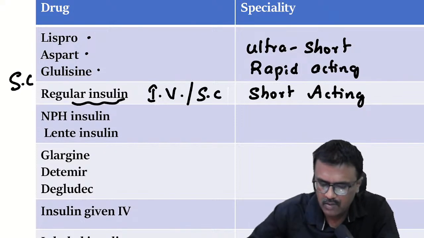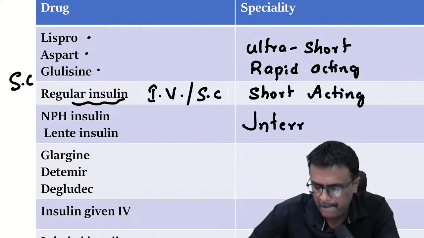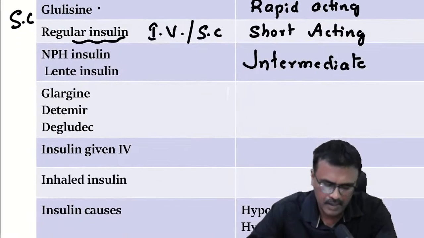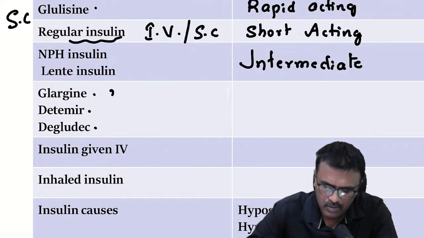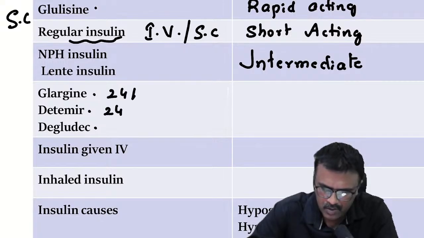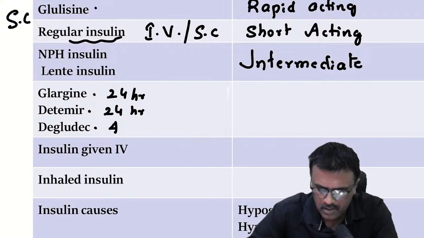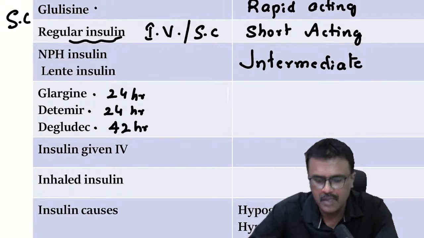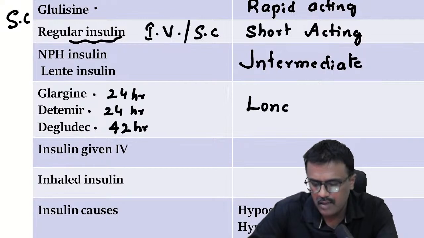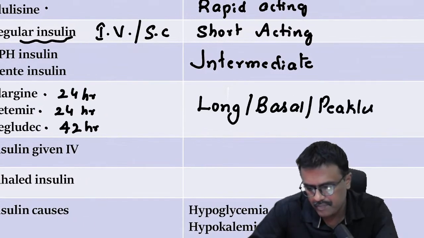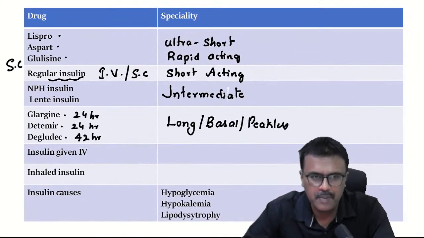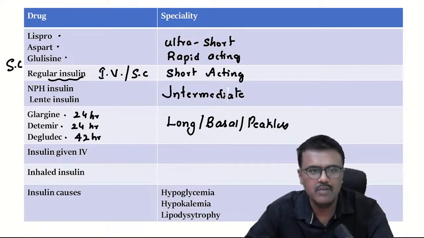NPH and lente insulins are called intermediate acting insulins. Glargine, detemir, degludec. Glargine and detemir work for 24 hours. Degludec works for 42 hours, the longest acting. These are long acting, they are called basal or peakless insulins. So these are the various insulin preparations we have. Most of the insulins are given by subcutaneous route.